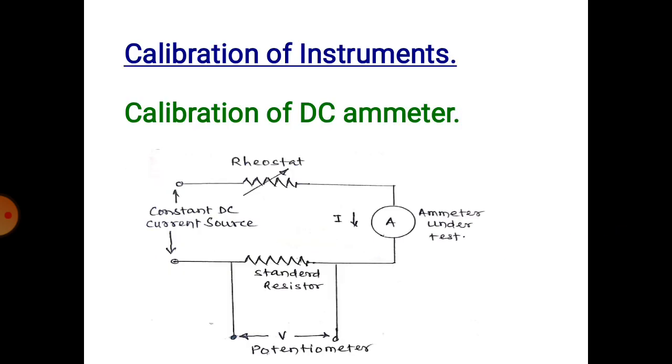So next we will discuss calibration of instruments. Under this, first we are going to discuss calibration of DC ammeter. The figure shows the arrangement for calibration of a DC ammeter. The current through the ammeter to be calibrated is determined by measuring the potential difference across a standard resistor by voltmeter method and then calculating the current by Ohm's law. The result of this calculation is compared to the actual reading of the ammeter being calibrated.